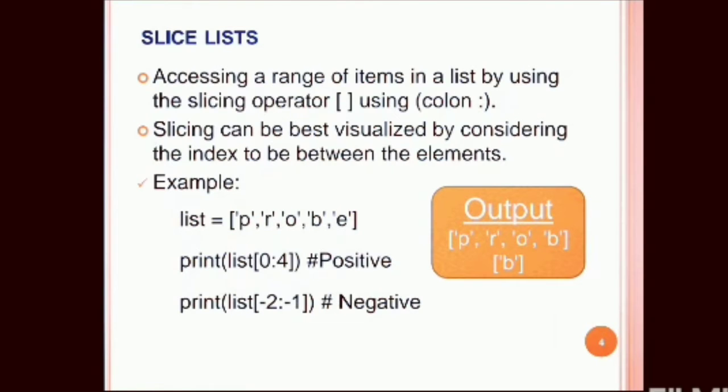Then slice list: accessing a range of items in a list by using the slicing operator, using colon. Slicing can be best visualized by considering the index to be between the elements. Example: list = PROBE. print(list[0:4]) # positive. print(list[-2:-1]) # negative. Then the output will be PROB and B.